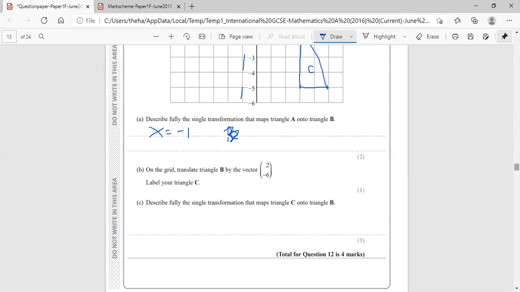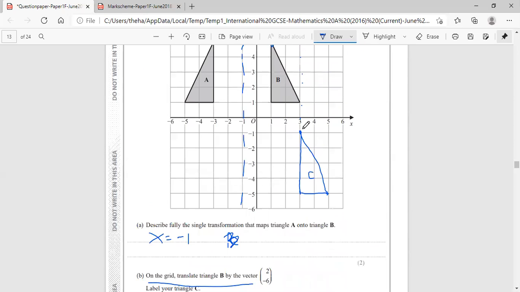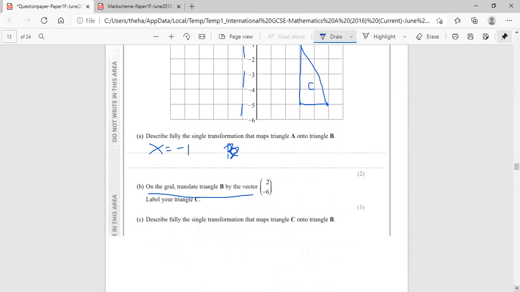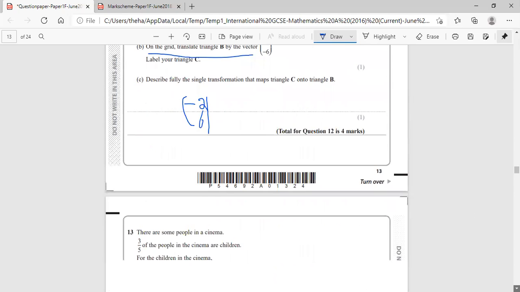All right, so this is basically the opposite of what we've just done here. So it's a vector again, and it's just the opposite vector, -2/6, because we're just going back the other way. So we'll go -2, 1, 2, 1, 2, 3, 4, 5, 6, and back to the top. So that's another 4 marks there, quite easy.